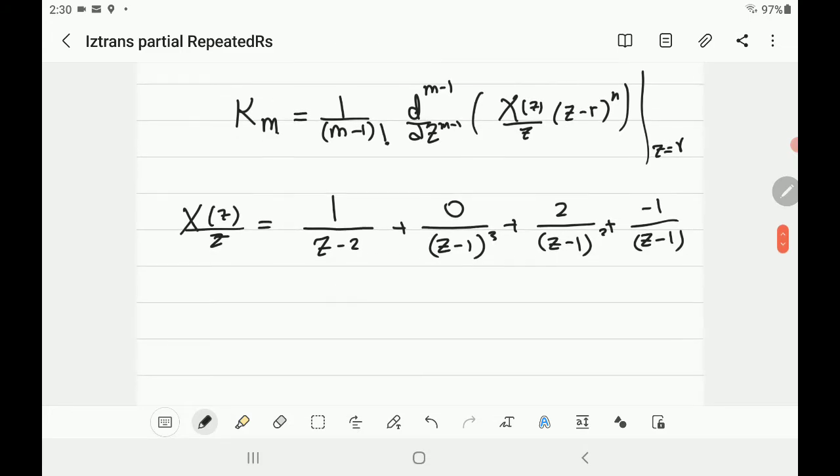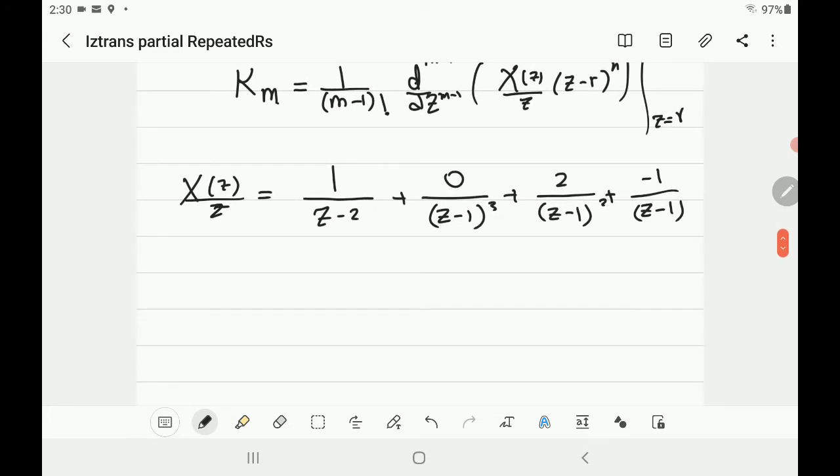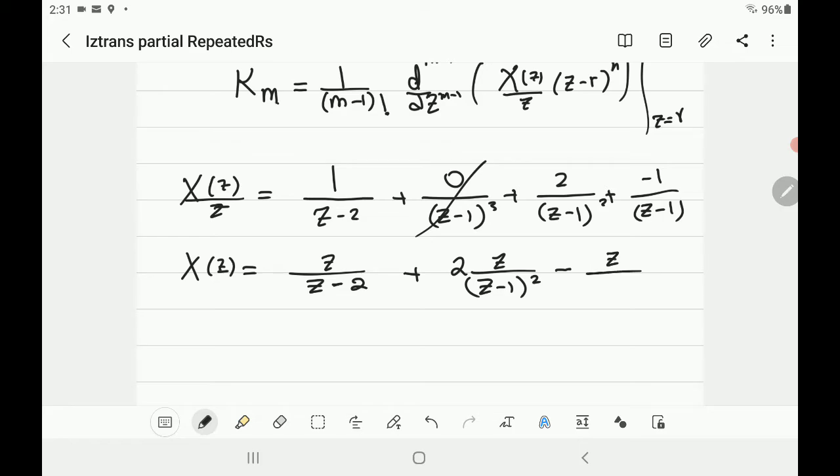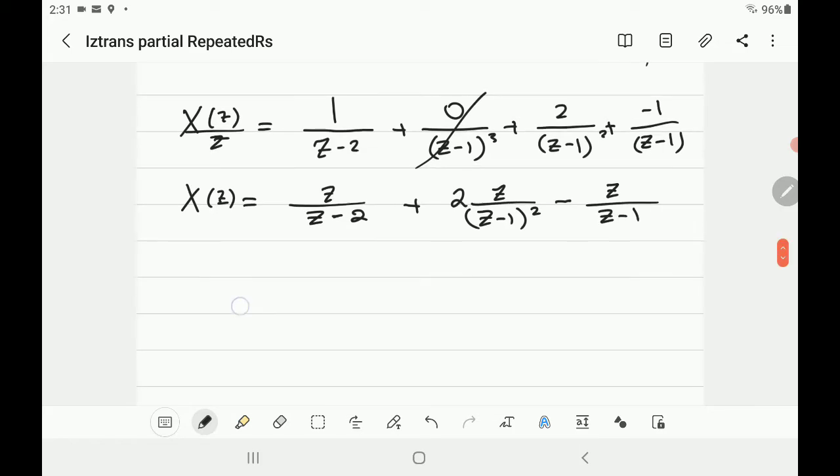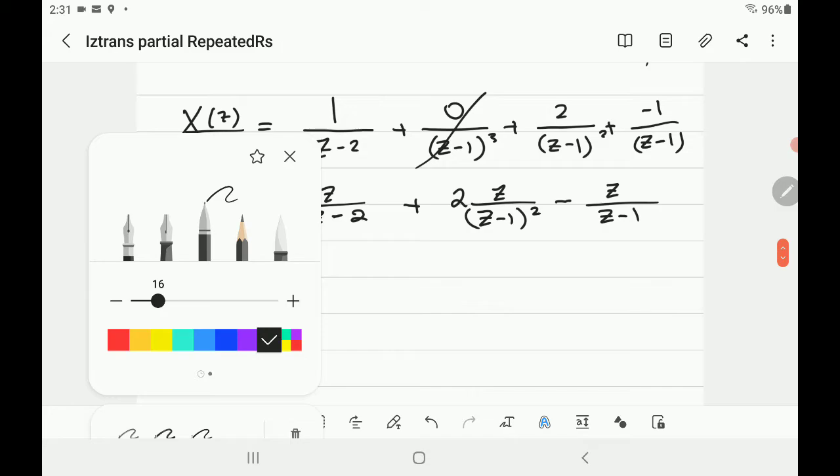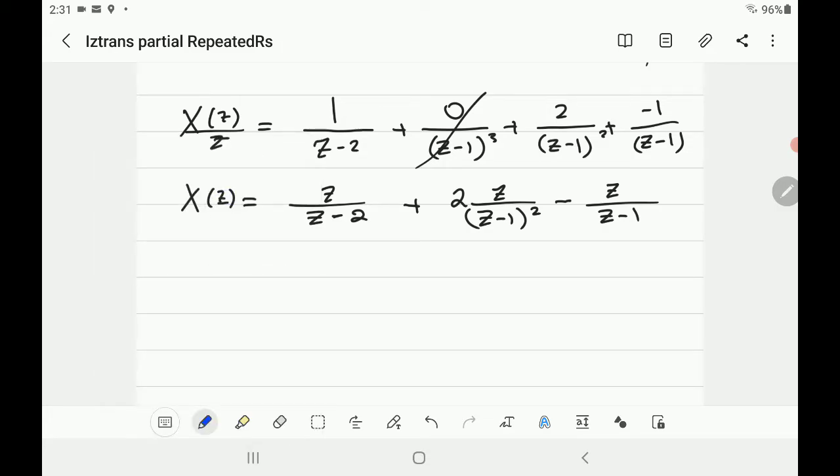Okay. Now before the last step, we'll multiply the whole equation by z to get only X of z. So X of z is equal to z over z minus 2, the 0 term is already gone, plus 2 multiplied by z over z minus 1 squared, minus z over z minus 1. It's ready now to find the equivalent x of n.